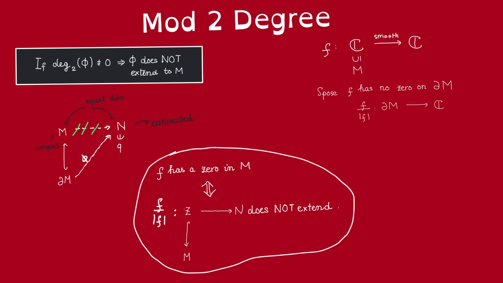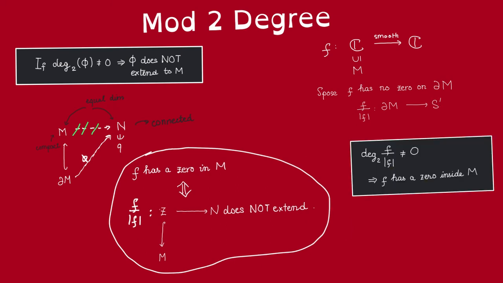From our previous discussion, we see that this means that this quotient is a well-defined map on the boundary of M. Actually, since it has norm 1, we can view it as a map to S1. Now the claim is that if the degree mod 2 of this map is not 0, then f must have a 0 inside M. Alright, so let's see why.